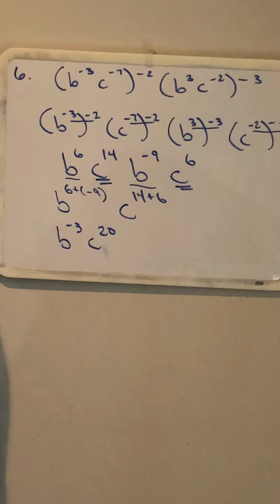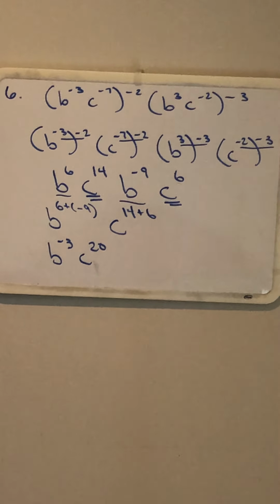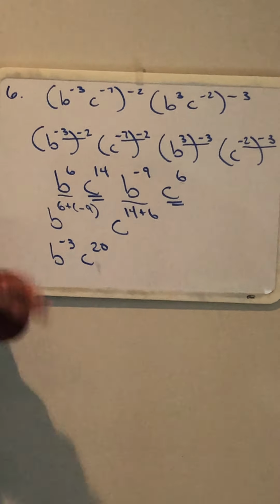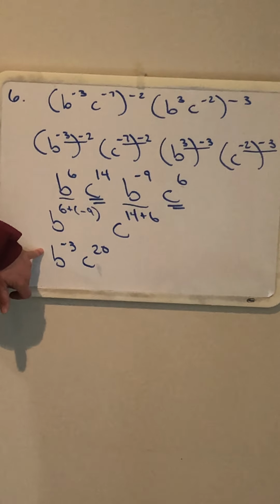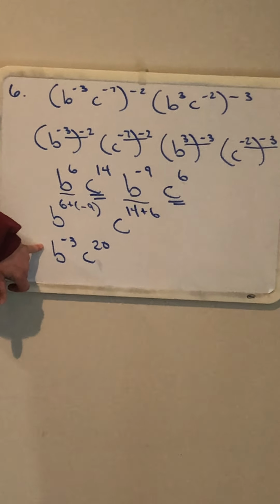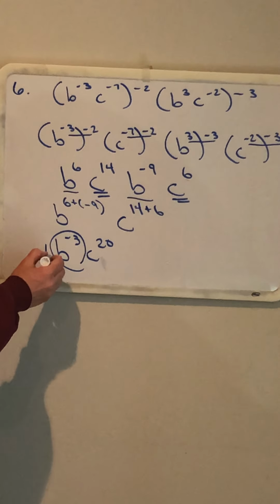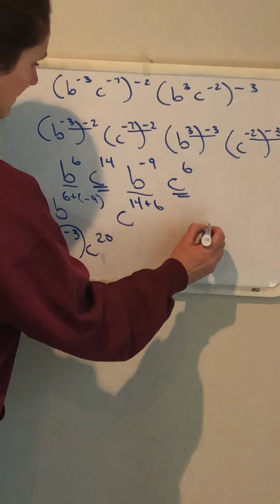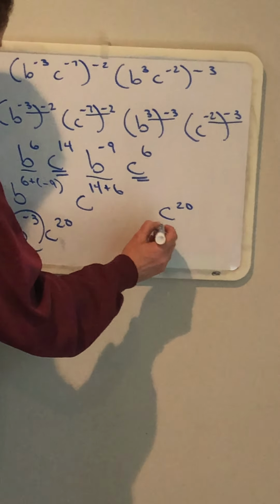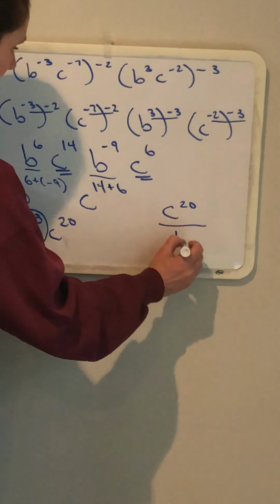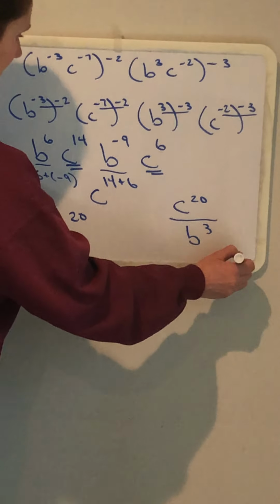Now I've given you guys some notes on your homework saying you're never allowed to leave a negative exponent in your final answer. So that means b to the negative 3rd is not okay there. b to the negative 3rd has to move to the denominator. So this becomes, as a final answer, c to the 20th over b to the 3rd.